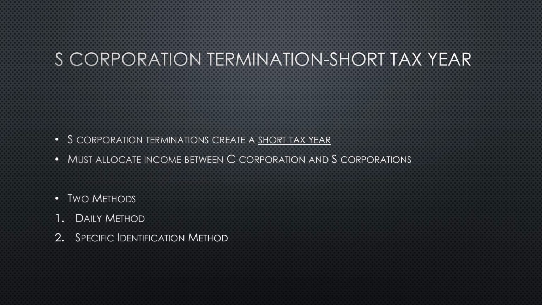S-corporation terminations frequently create a short tax year for both the C and the S-corporation. We must allocate the income between the C and the S-corporation, and there are two methods that we can use. The first one is the daily method. In this method, we must allocate income for the full year between the S corporation and the C corporation based on the number of days in each short tax year. Or we may use the corporation's normal accounting rules to allocate income to the actual period in which it was earned, also known as the specific identification method.